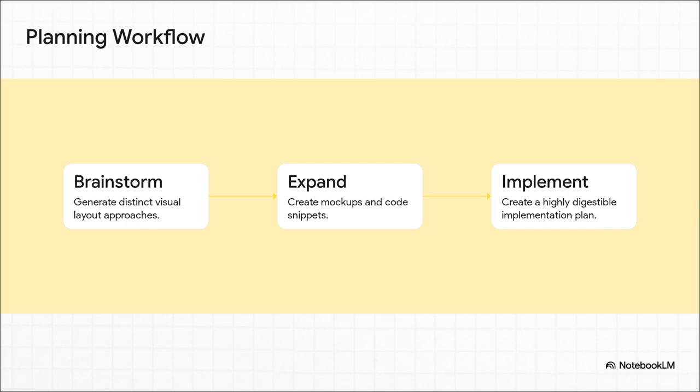Let's start with planning. Instead of asking Claude for some boring bulleted list, you can ask it to brainstorm 6 entirely distinct layout approaches and render them for you in a visual HTML grid. You visually compare them, pick the winner, tell Claude to expand that specific one with mockups, and finally generate a digestible implementation plan. You're turning abstract, fuzzy planning into a highly tangible visual workflow.